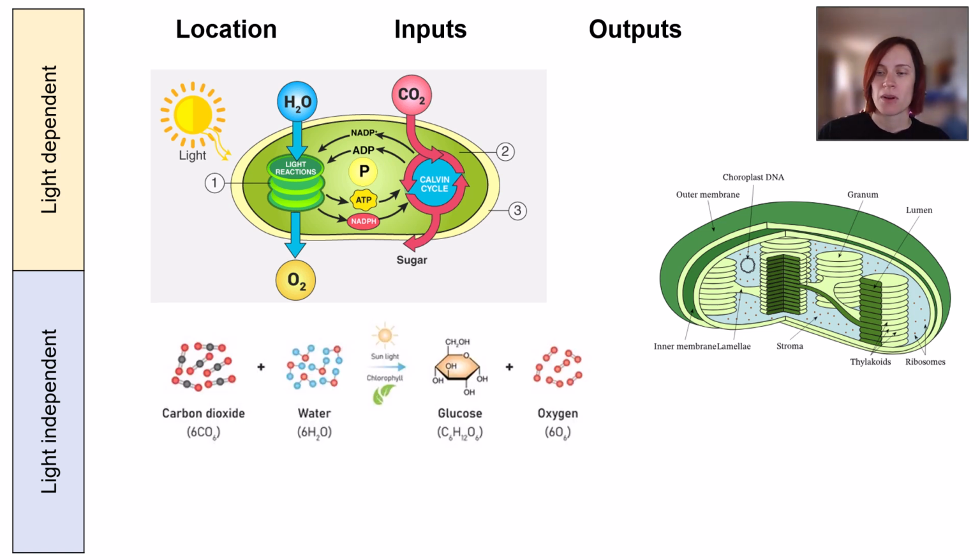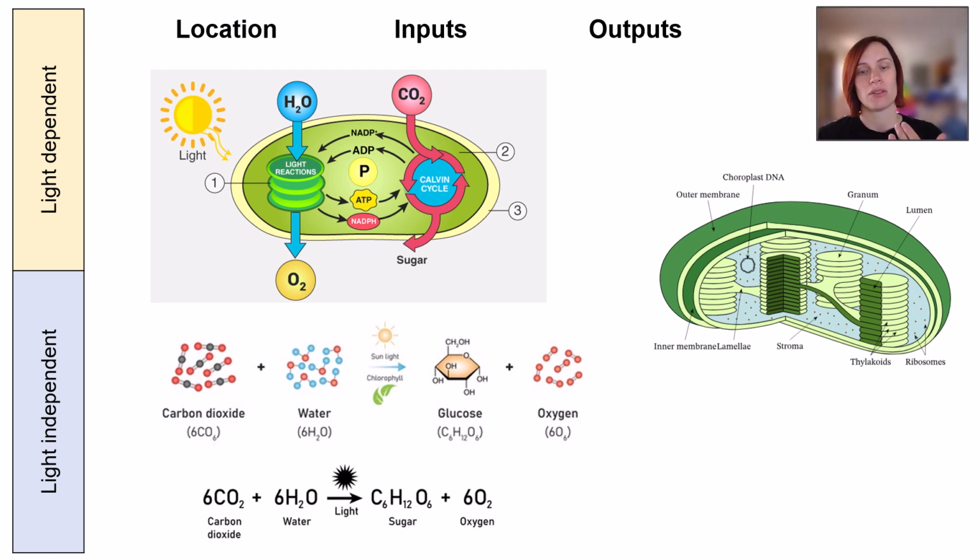So overall, for this process, we're inputting carbon dioxide and water into the system in the presence of light and chlorophyll, and we're producing glucose and we're producing oxygen.